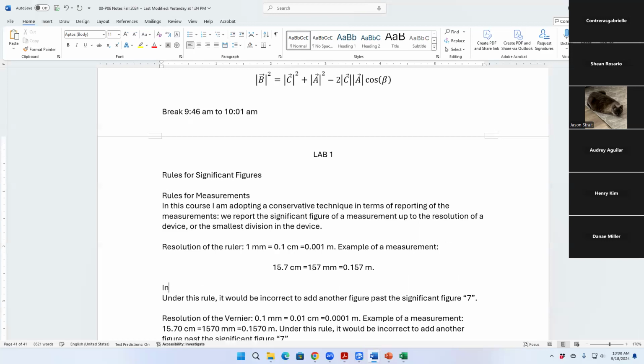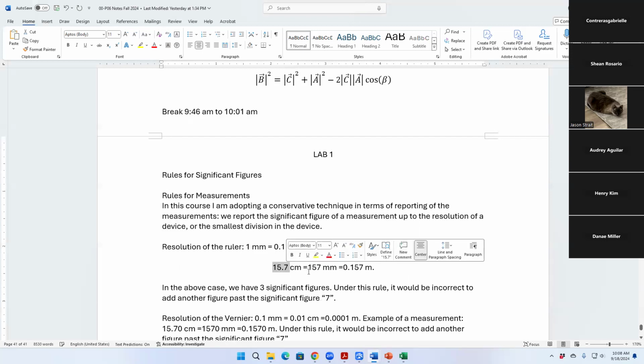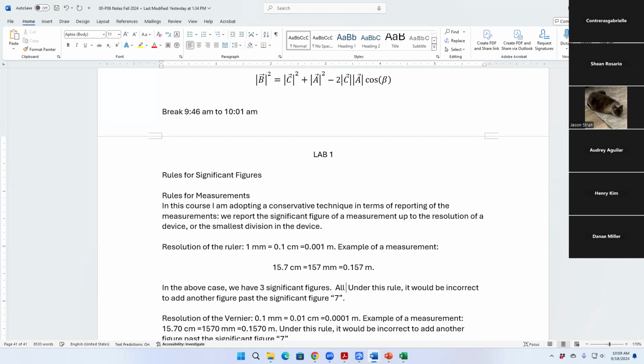In the above case, we have 3 significant figures. Okay, 3 significant figures, 1, 2, and 3. And all the other measurements that you have here must have the same number of significant figures, even though they are in a different unit. Okay, all the above measurements.